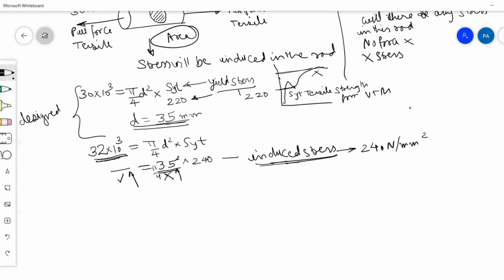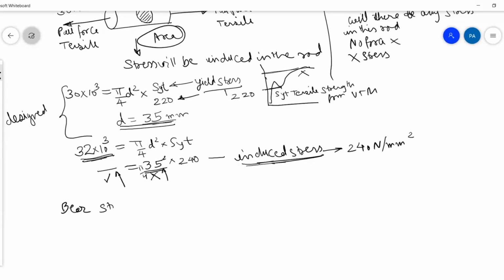So you tell me now, this material can bear a stress of how much? It can sustain a stress of 220 Newton per mm square. But if it increases to 240 Newton per mm square, then what will happen? The material will not be able to sustain this 240 Newton, because the maximum possible is 220, and it has gone up by 20. So this material will not be able to sustain that applied force.